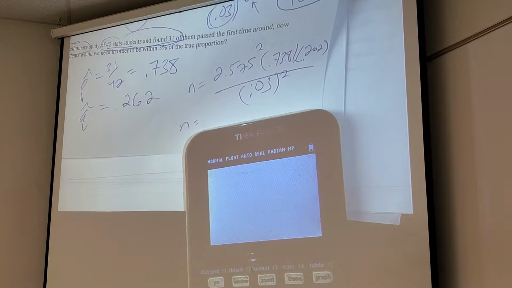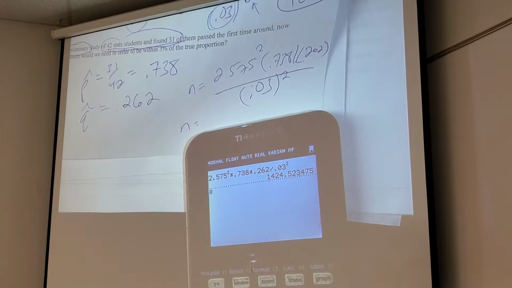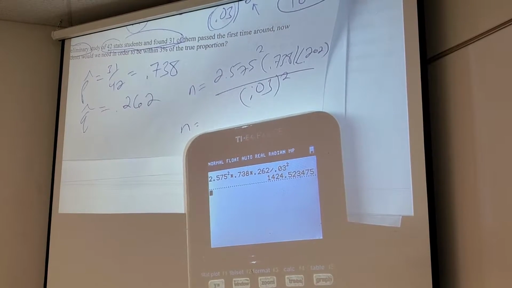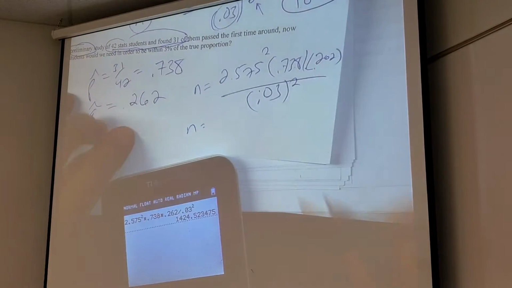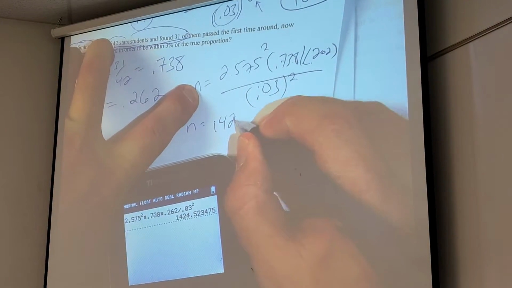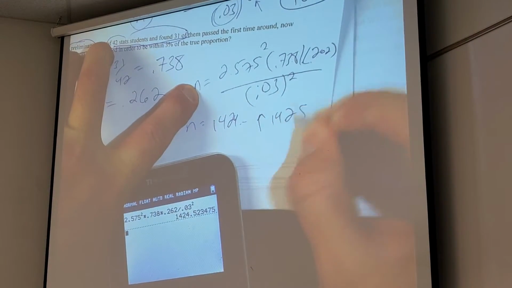So you put it all in there. Let's see what we get. Yay! We have to talk to about 400 fewer people. Okay. So now I just need 1424 points. So I make it 1425.